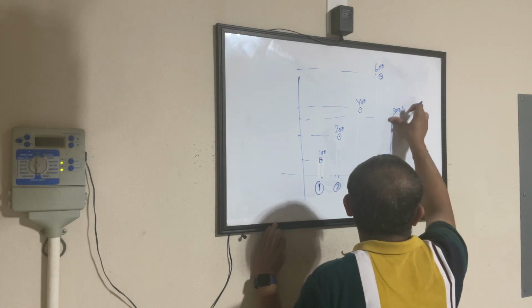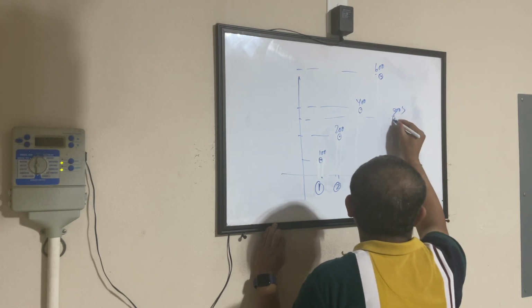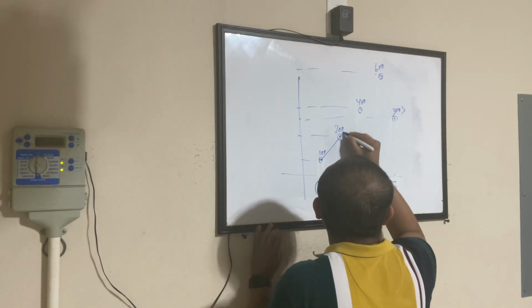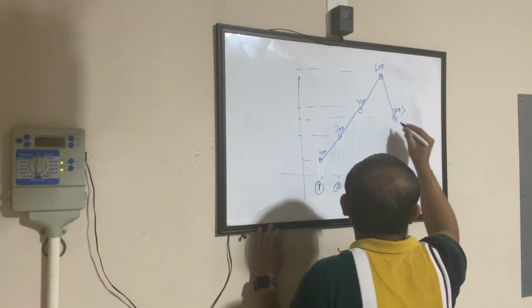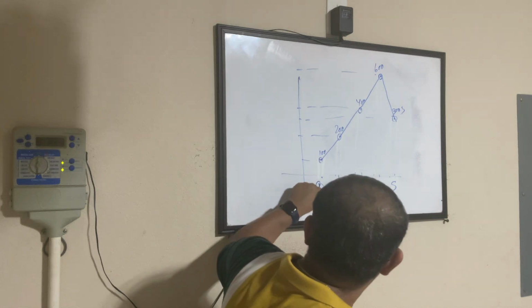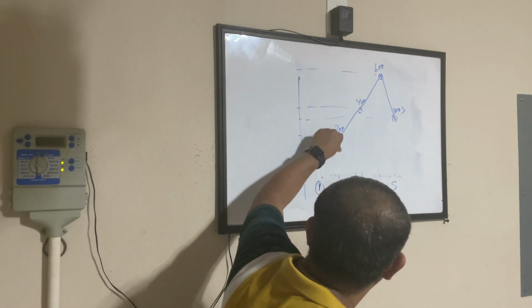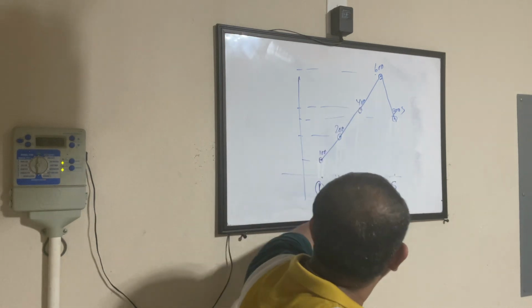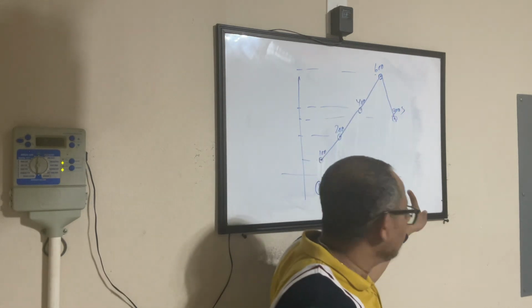Like the way we find coordinates in the coordinate plane, and I will join these points. If you look at this, first year $100, second year $200 per month, third year $400 per month, fourth year $600 per month, fifth year there was a dip.